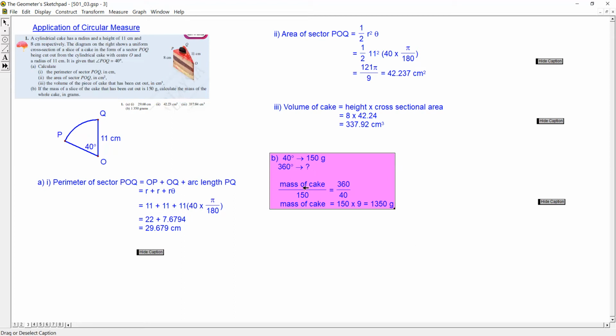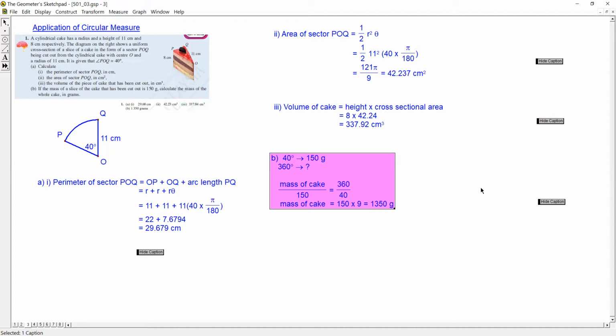Right. So now the mass of the cake here, the question mark, divided by 150, is actually the ratio of the angle, 360 divided by 40. Don't try to imagine and make the problem very difficult, or you're going to do a lot of things to find the volume of the cake. No need to find the volume of the whole cake, right? You just use the ratio of the angle. The bottom part is uniform, so you don't have to worry. So moving the 150 over, we have 1,350 grams. This answer is correct.